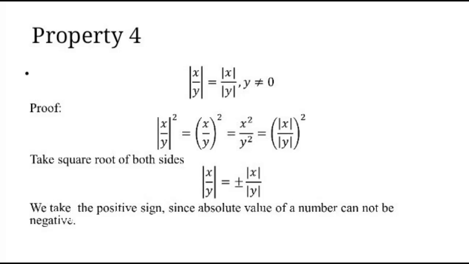This is valid because the operation of absolute value is consistent with division, as long as we are not dividing by 0. Important reminder: this only works when y is not 0 because division by 0 is undefined. So we always include the condition y must not be equal to 0. Therefore, we have shown that the absolute value of x divided by y is equal to the absolute value of x divided by the absolute value of y, provided that y is not 0.